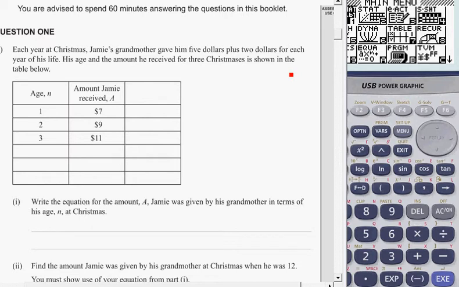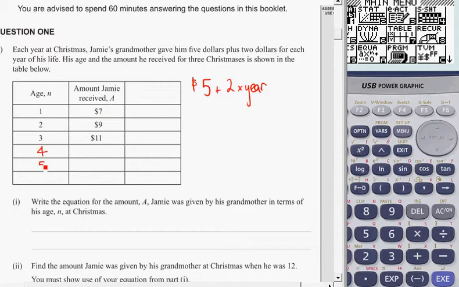Okay, the 2013 external, question 1. Each year at Christmas, Jamie's grandmother gave him $5 plus $2 for each year of his life. So $5 plus $2 for each year, as shown in the table below.